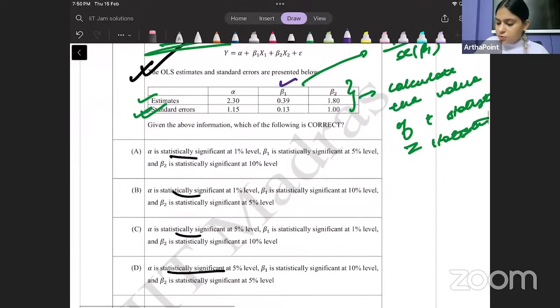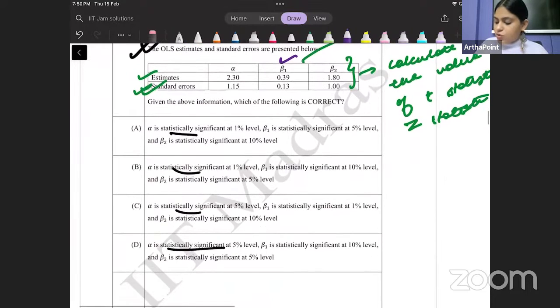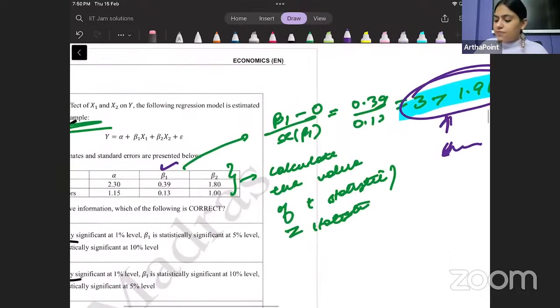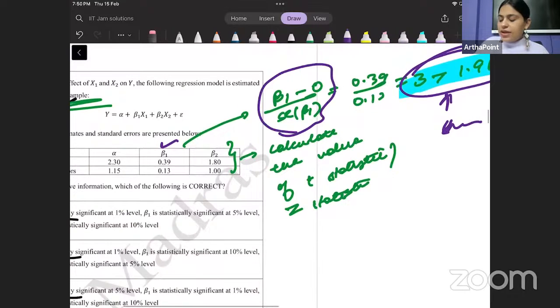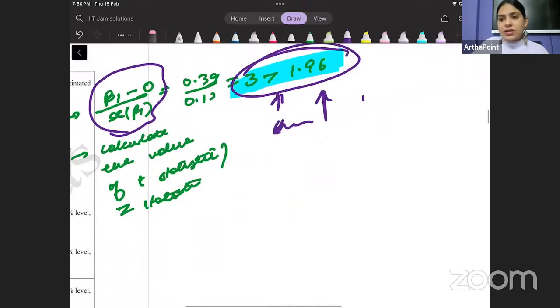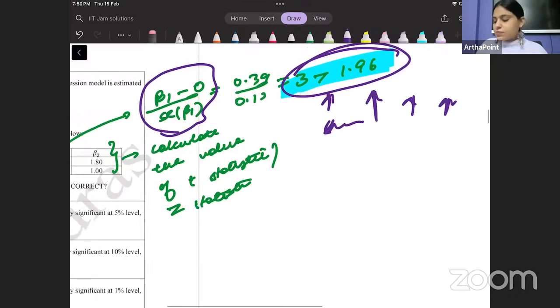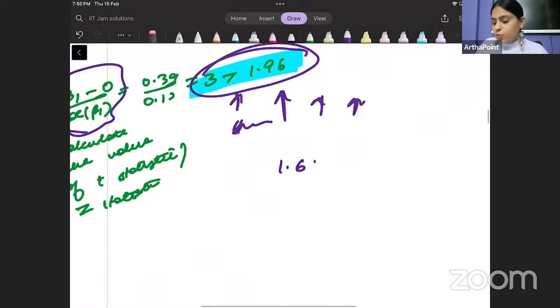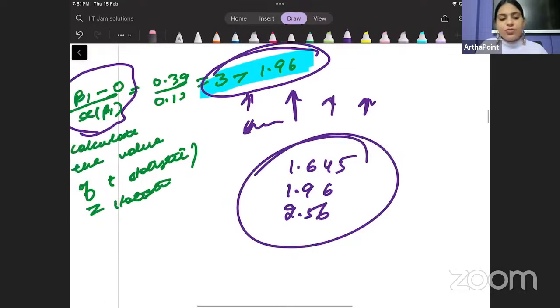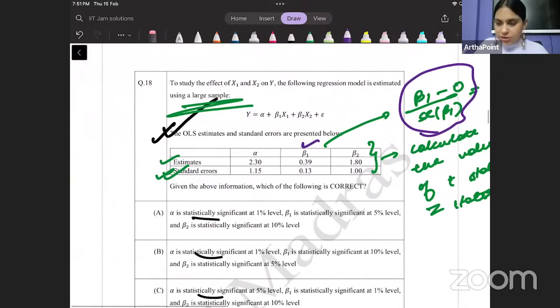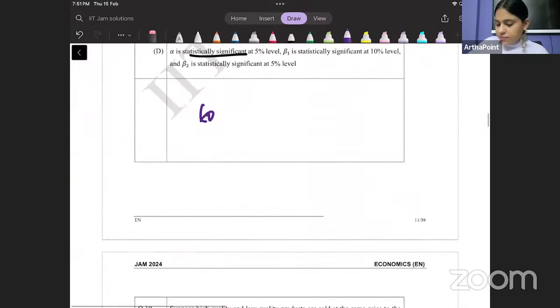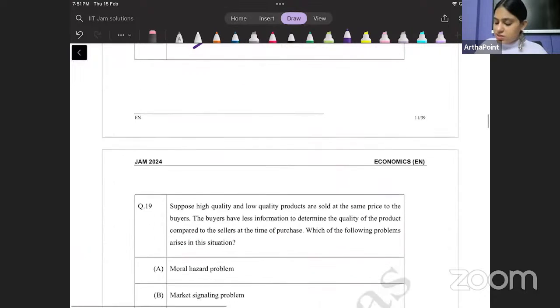I've just tested it for beta 1. So you can check beta 2 and alpha also. You just have to find out these values and then compare them at 5%, 10% and 1%. So compare with the values 1.645, 1.96 and 2.56. You have to compare the calculated values with these 3 values. So again, I find that this question was easy.